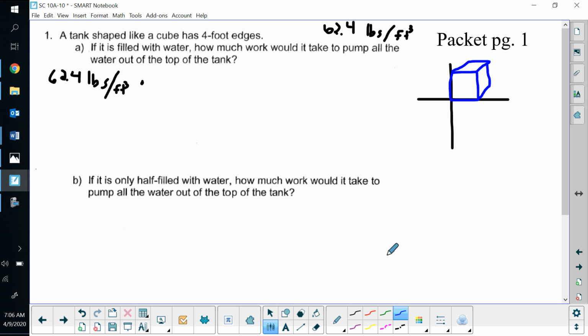So something kind of like that. It is completely filled with water. This is 4 here, and this is 4. Well, we need to find the volume of one slice. So I'm going to draw in a random slice of water there.